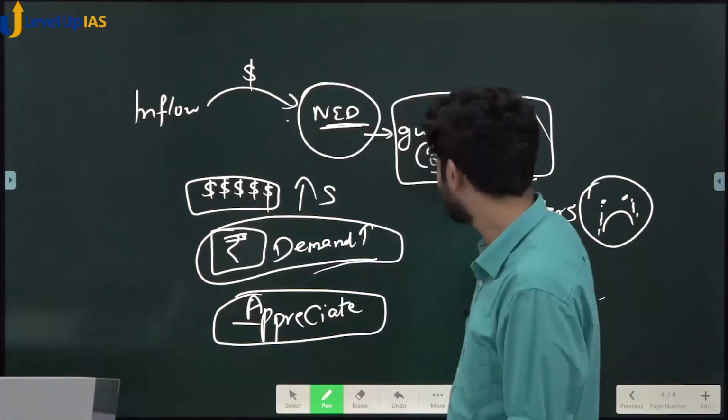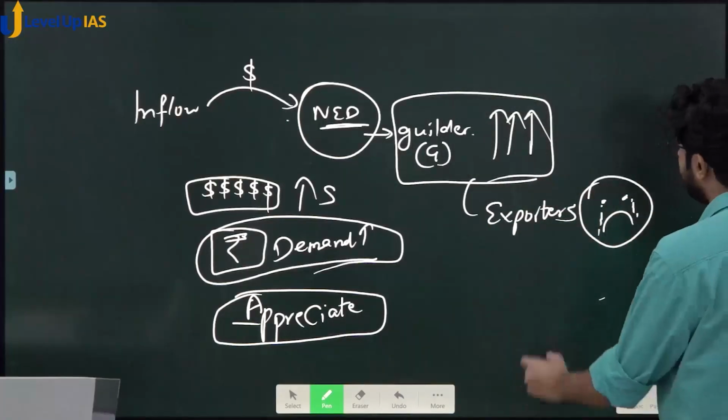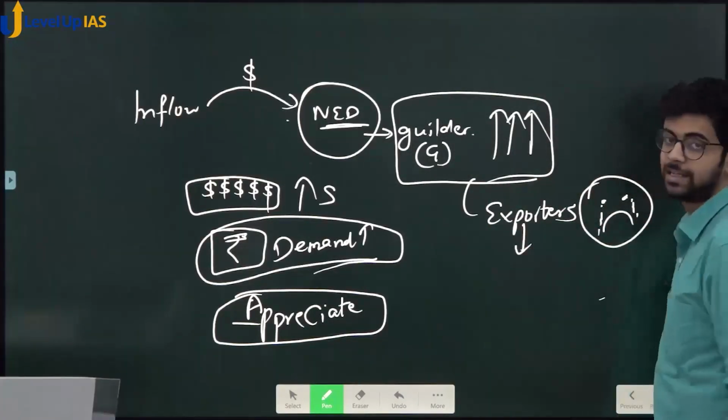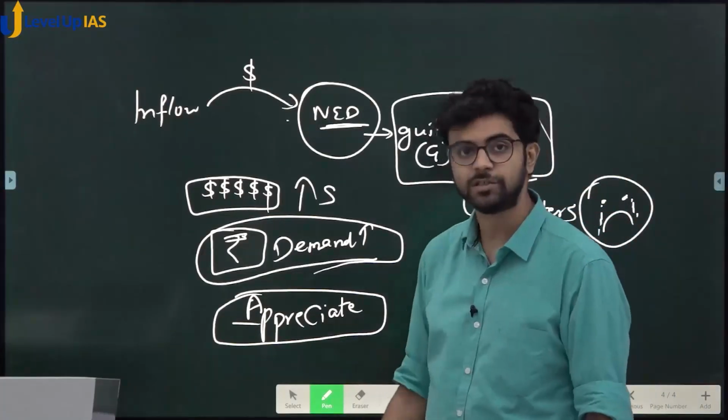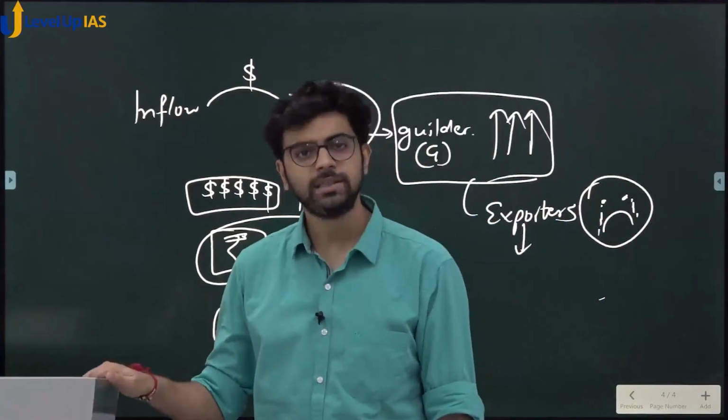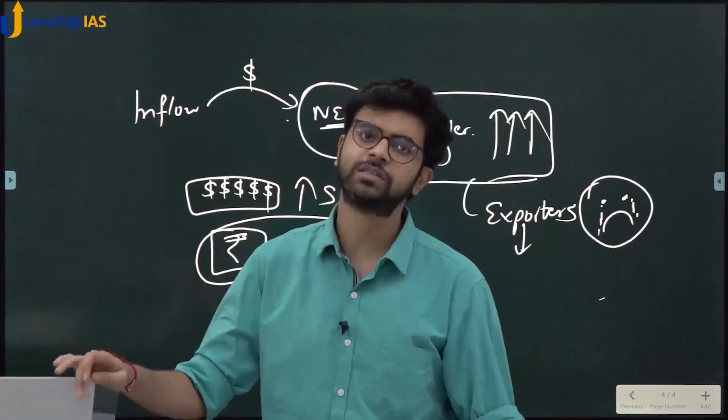But who is crying in the corner? Exporter is crying. Now who are the exporters? It is not one person. Exporters are the home industries, like Tata Motors, Reliance, all these are exporters, right? They export a lot of products. They trade with the world.